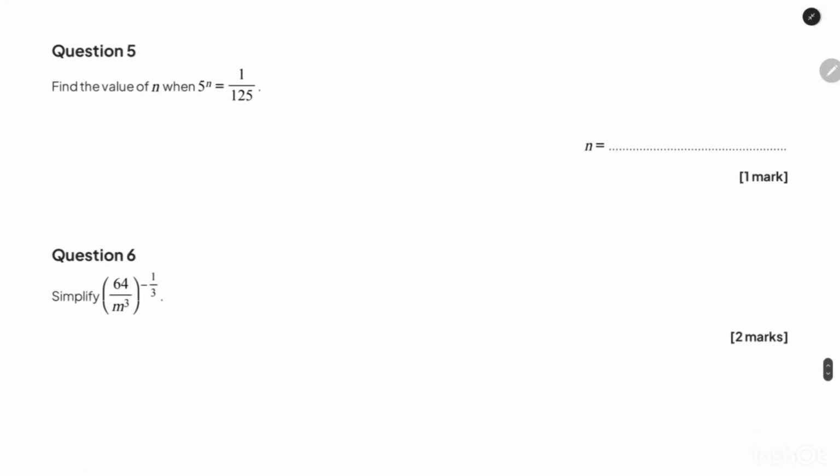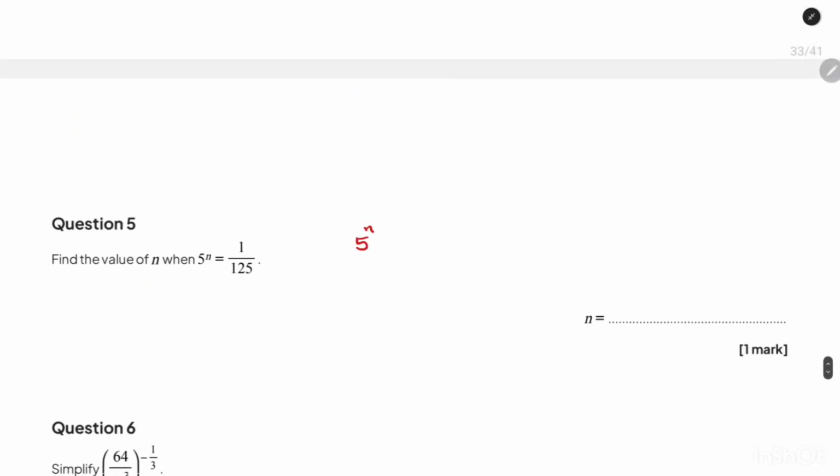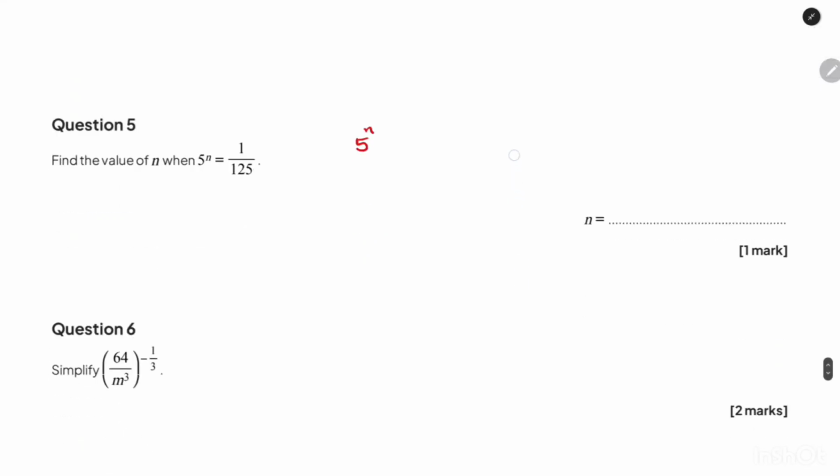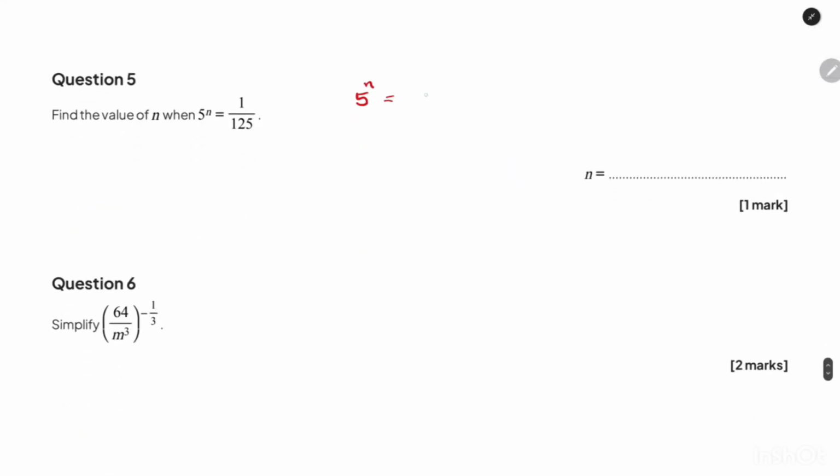See the fifth question, again equation kind of question, but bases are not same. On left hand side it is 5 raised to n, and 5 is already a prime number, no need to do the prime factorization. But on right hand side it is 125, which can be prime factorized like this. This is divisible by 5 and again 5 and again 5, so it's 5 raised to 3.